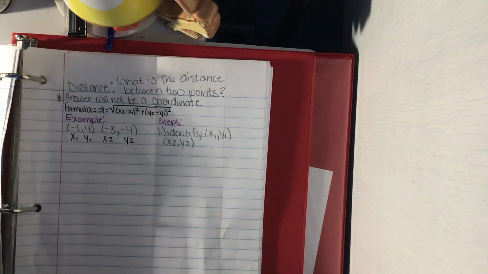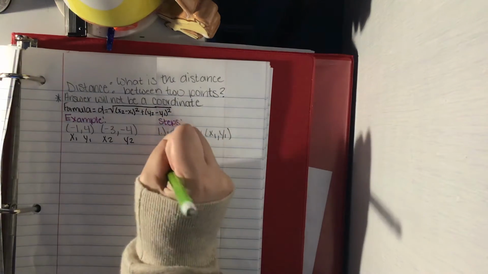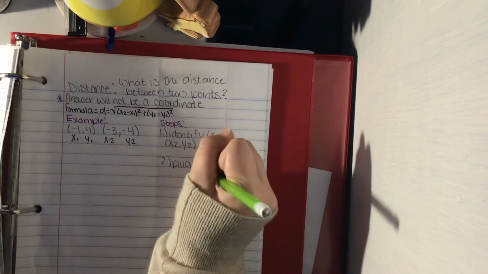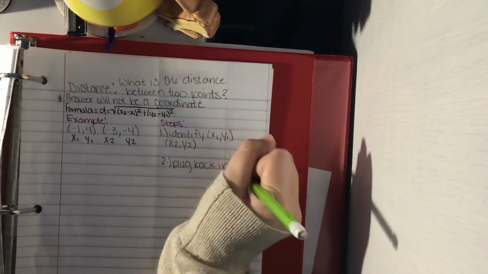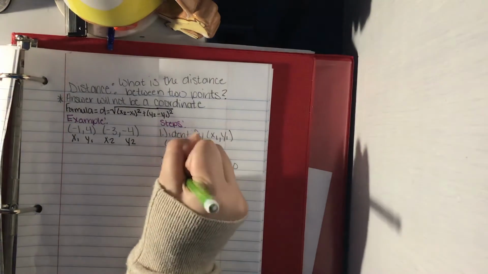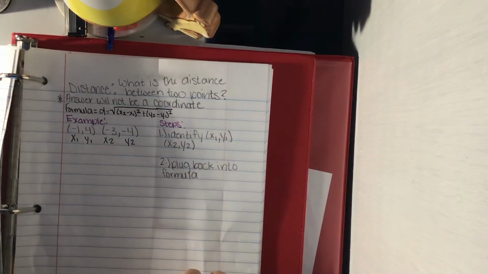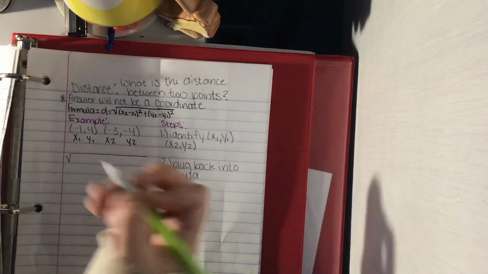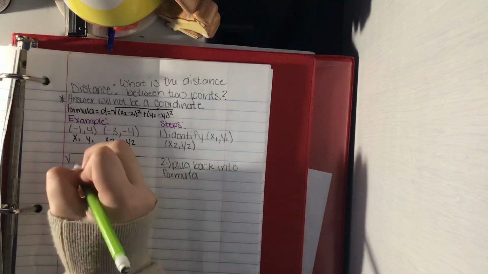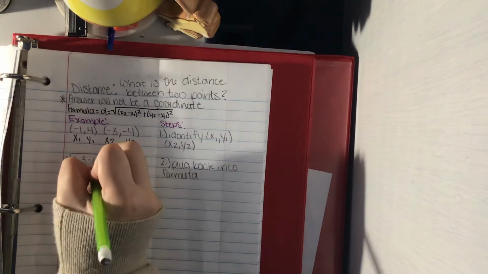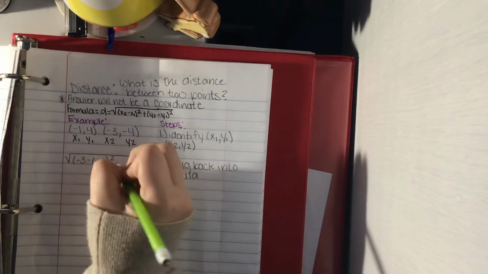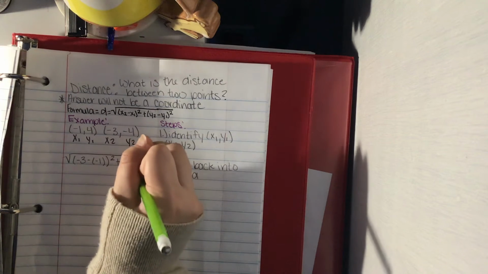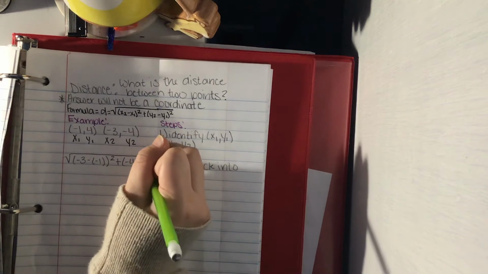Okay, and this is really easy because our second step, really, we're just going to plug it back into the formula. Okay, so that's going to look like this: (-3 minus -1) to the second plus (-4 minus 4) to the second.